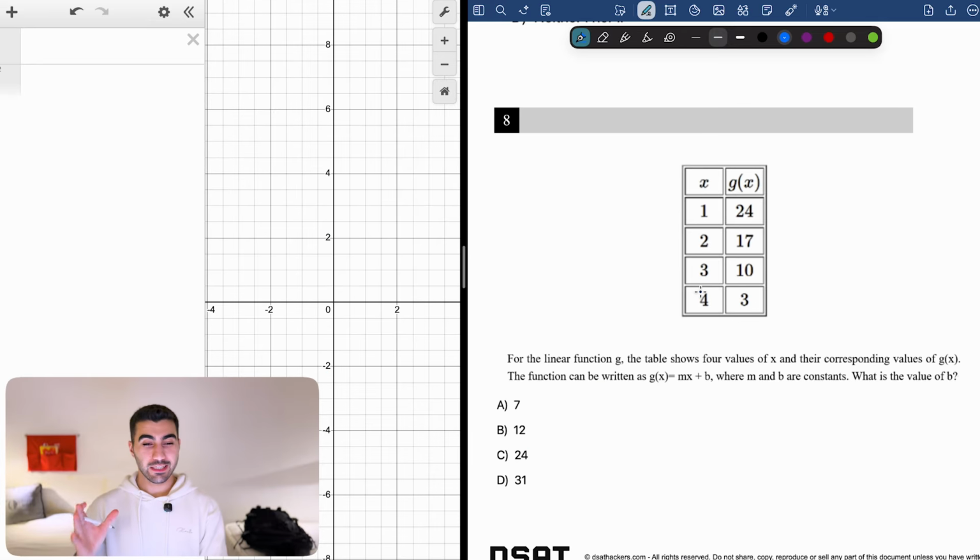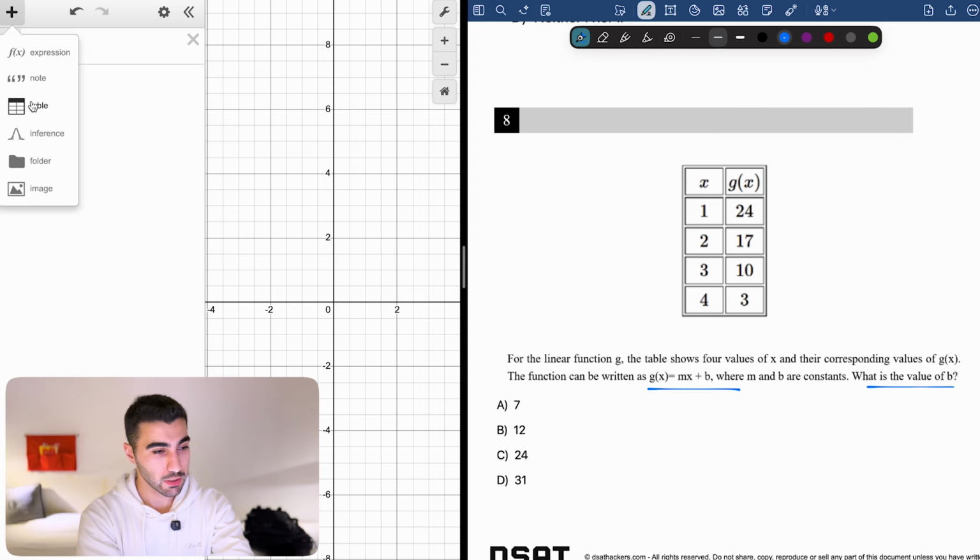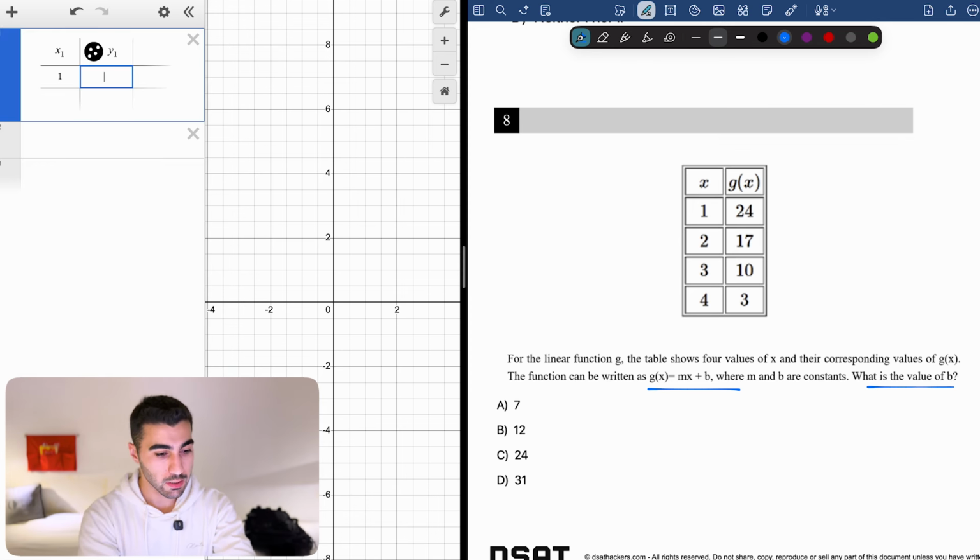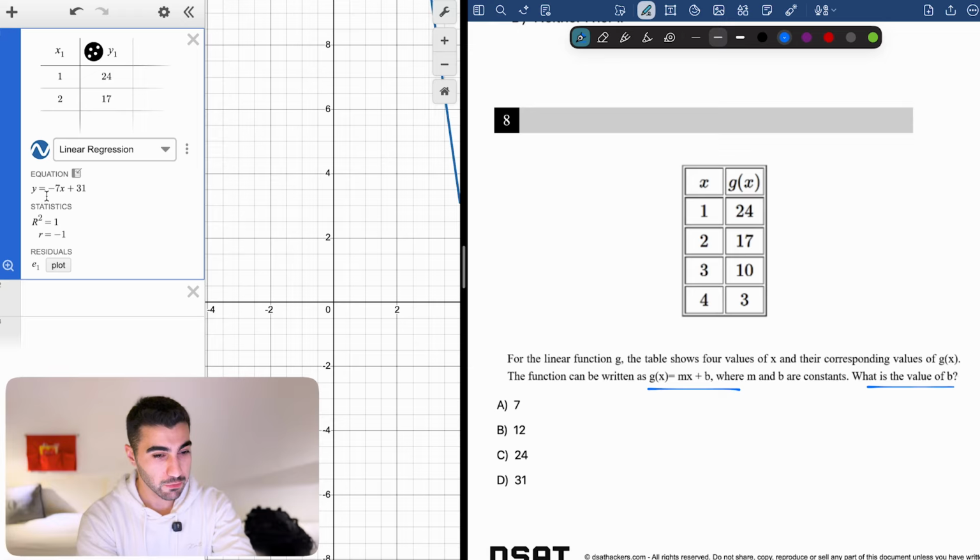All right, next question is for the regression lovers. The table shows 4 values for g of x. The function can be written as mx plus b. It's a linear function where m and b are constants. What is the value of b? All right, let's plug these points into the table. We just need 2 points since it is a linear function, 1, 24 and 2, 17. And then you can click on this for the linear regression, and we can see that m is -7 and b is 31.